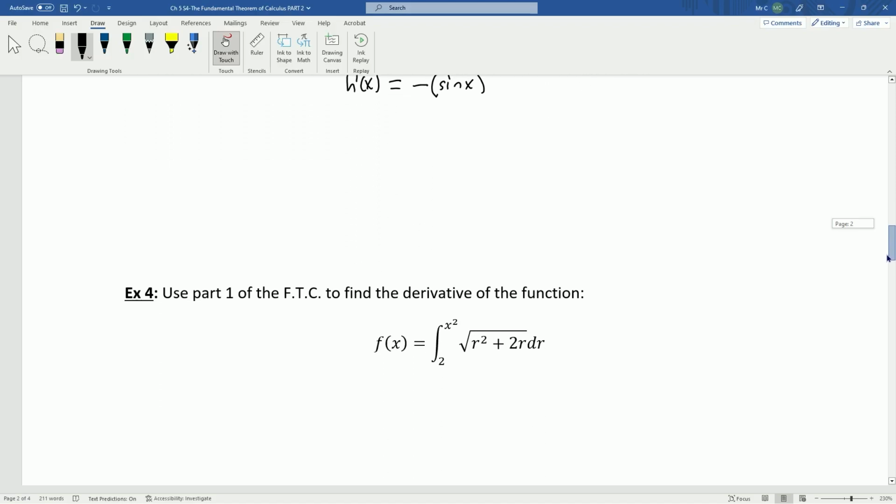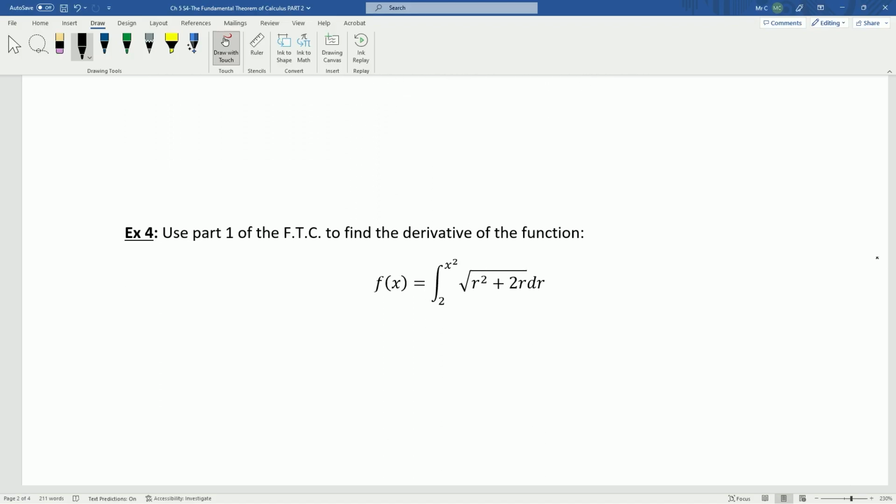All right, how about another one? Now here we have something particularly tricky, because in my bound I don't just have x, I have x squared. So that's a chain rule, right? That's a function inside of my variable position. So I need to rewrite this. I'm going to rewrite this as the integral from 2 to u of the square root of r squared plus 2r dr. And then I can say that my derivative of f with respect to x is df du times du dx.